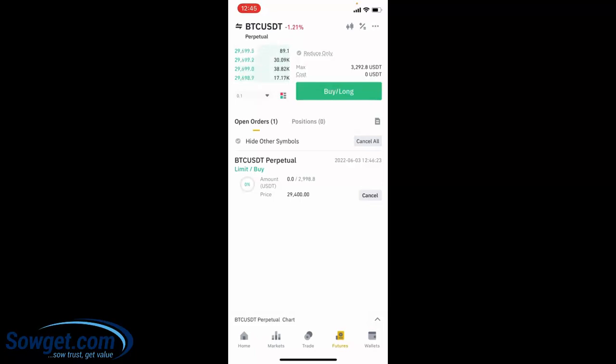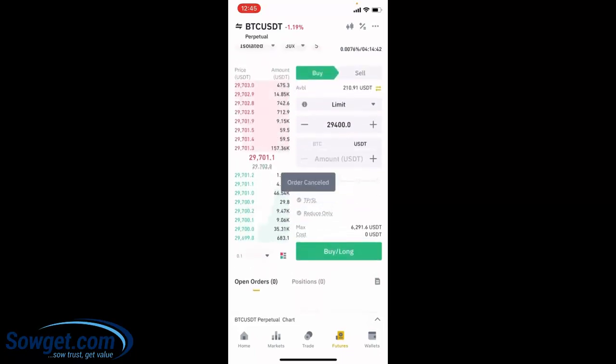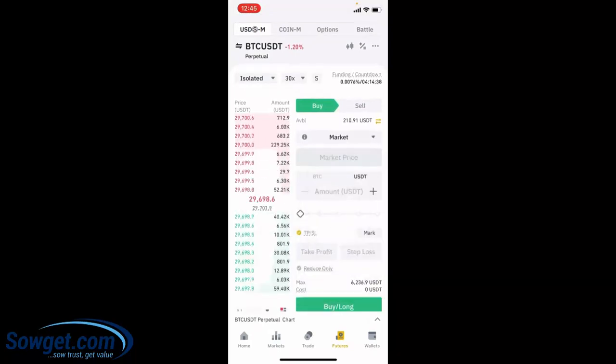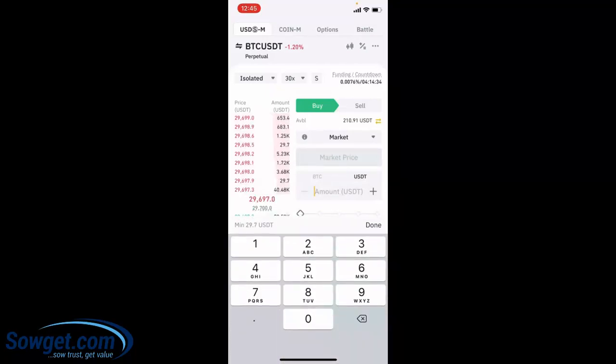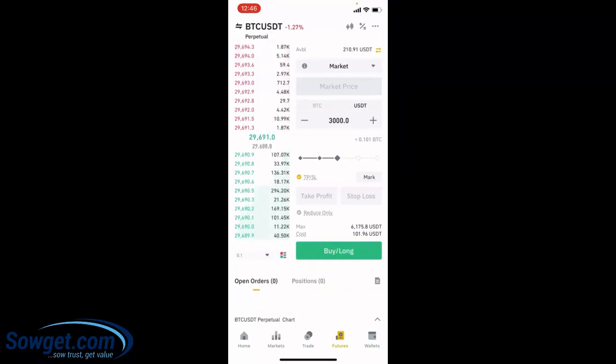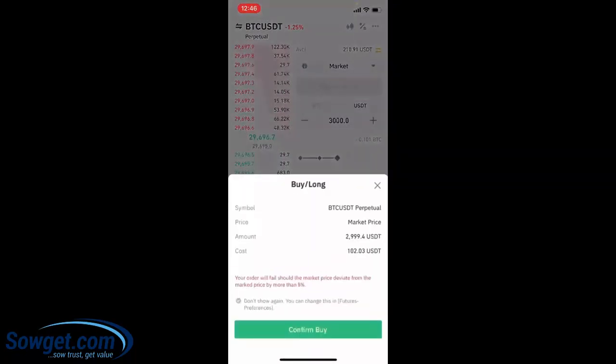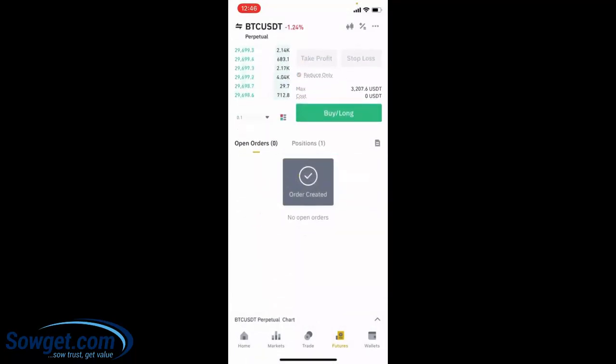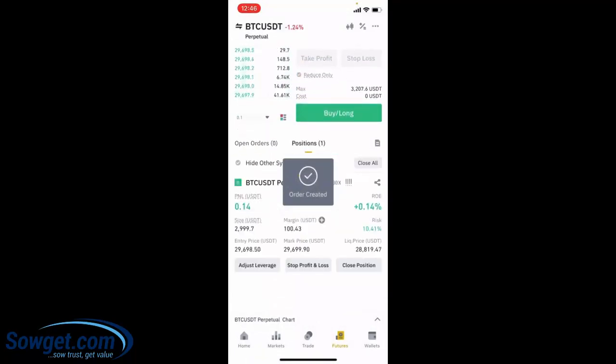But let's say, for example, you want to enter the trade immediately. Just come to where you have cancel right here and cancel the trade, and then go back. And where you have this limit, you pick market. So you want to enter the trade immediately, you pick market. And then here you enter the amount you want to use to enter the trade. Let's pick $3,000 again. So you just come here to where you have buy or long, and then you just tap on it. So you just tap confirm buy. Now you can see that our trade is not under open order, but it's under position. So if you tap on position, you can see our trade right here.